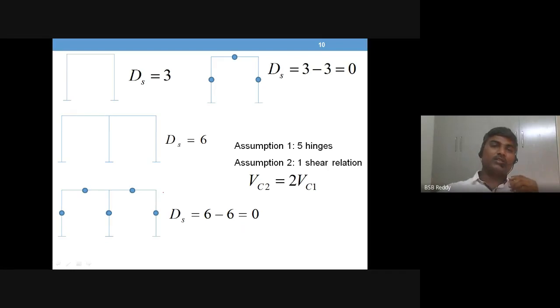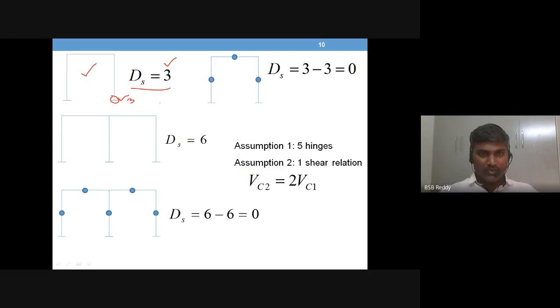So let's start from the simplest frame, single bay single storied frame. What is the degree of static indeterminacy of this frame? If you remove this support, what happens? It is a cantilever, one end fixed, other end free. So this is an excess support. How many reactions are there? 3. So 3 excess reactions means DS is equal to 3. So the indeterminacy value is 3.